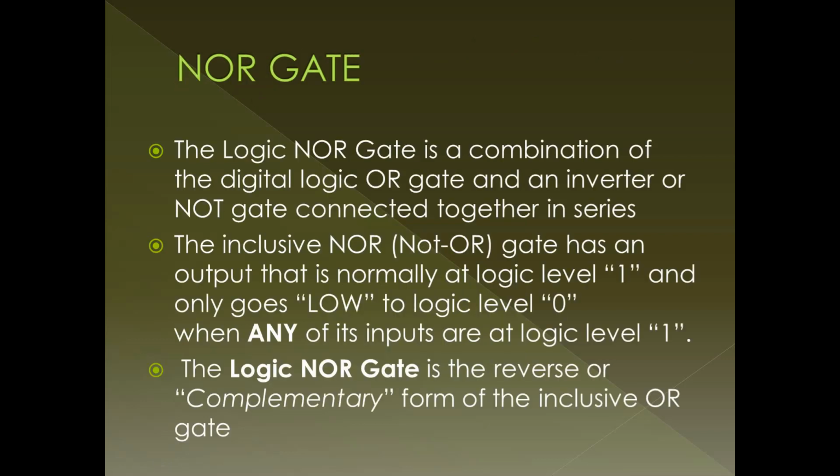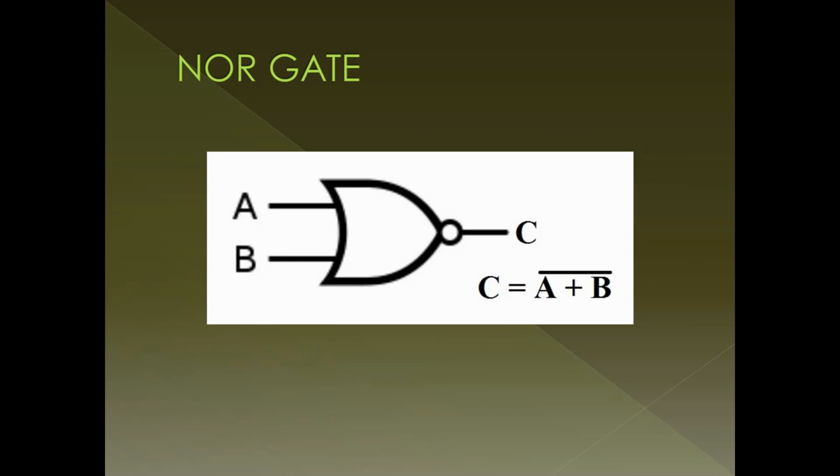Now, we move on to the next gate, the NOR gate. NOR gate is a combination of OR gate and NOT gate. The NOR gate has an output that is normally at logic level 1 and only goes low to logic level 0 when any of its inputs are at logic level 1. NOR gate is a reverse or complementary form of the OR gate. This is the representation of NOR gate, that is OR followed by inverter.